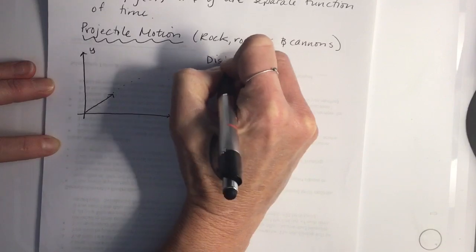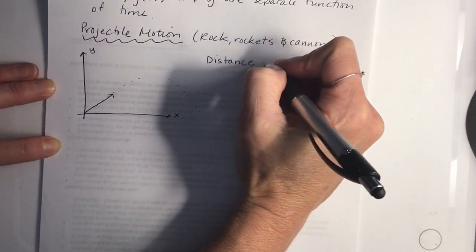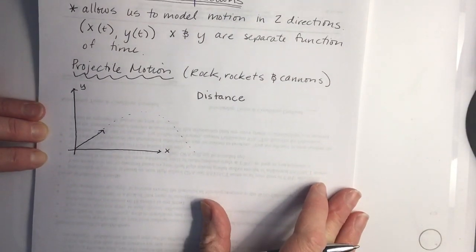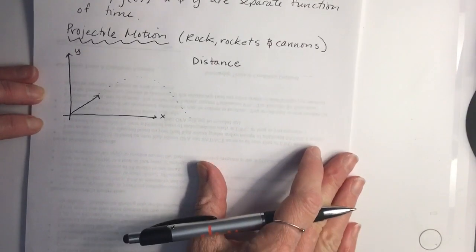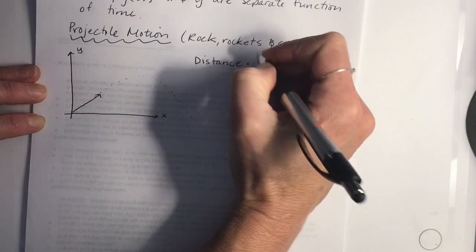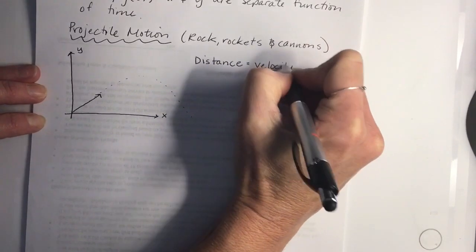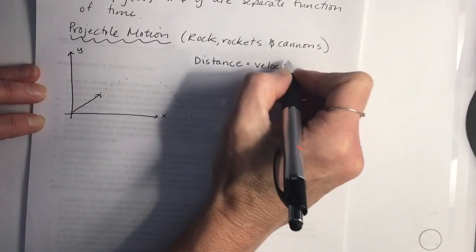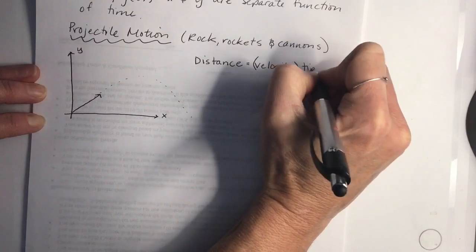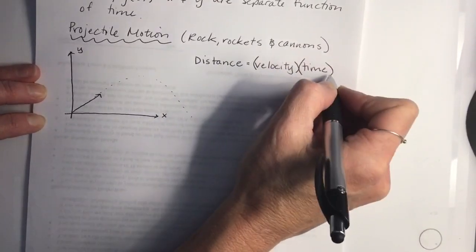So distance, if you remember from your science class, is equal to velocity, how fast it's going, right, times time. Okay, so we're talking about velocity and time.